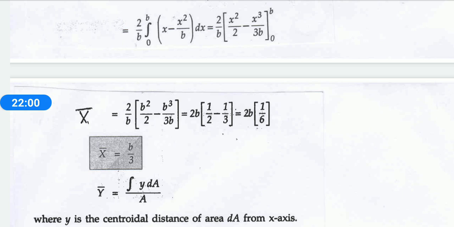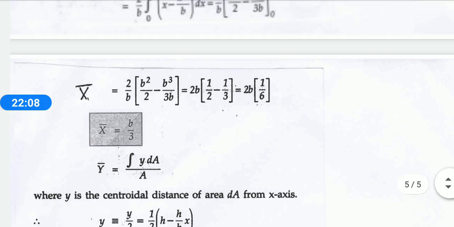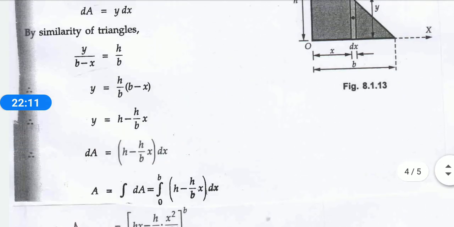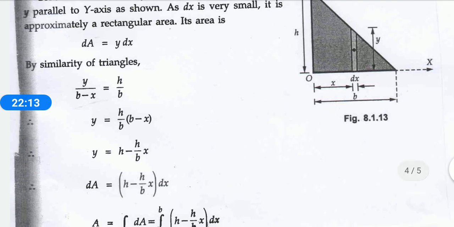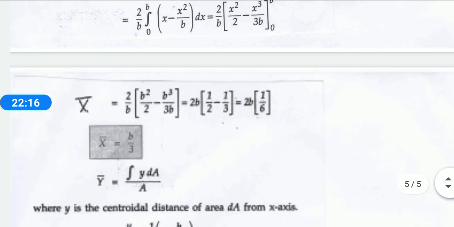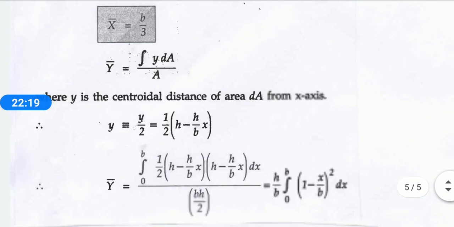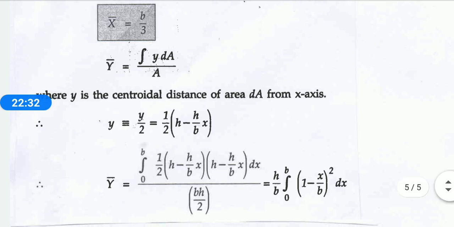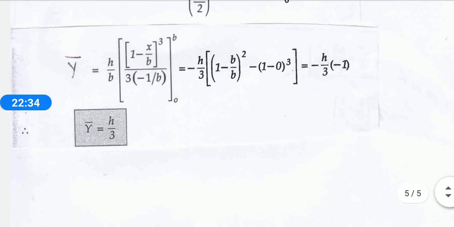Next we have to find our y bar value. Y bar is equal to integration of y dA divided by A. That y we have to find here. See here, the centroid of the strip lies at half, so we can take it as y divided by 2. That is what we are substituting here. That can be written as half into your y value, so you can substitute that same thing into your dA divided by A. The limit will be 0 to b. Substitute that and get your value. Y bar is equal to h divided by 3.